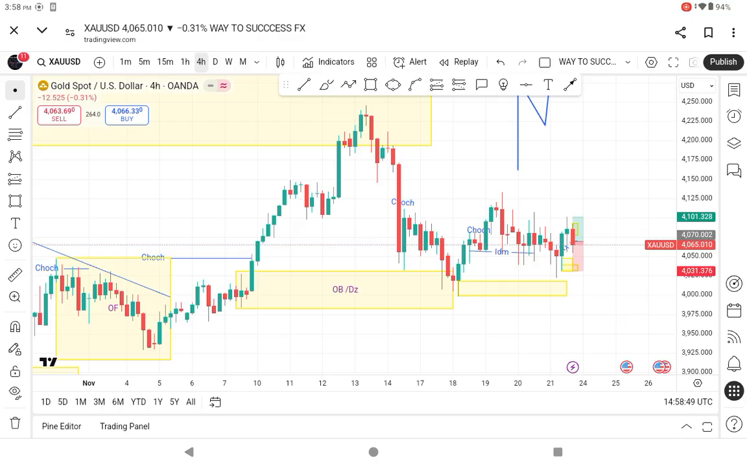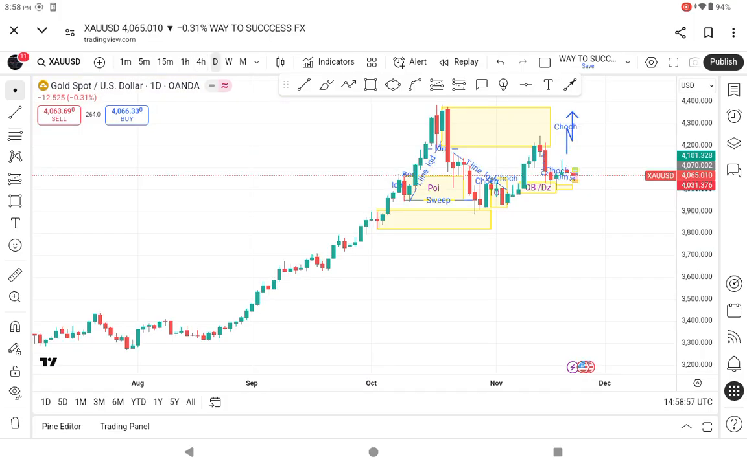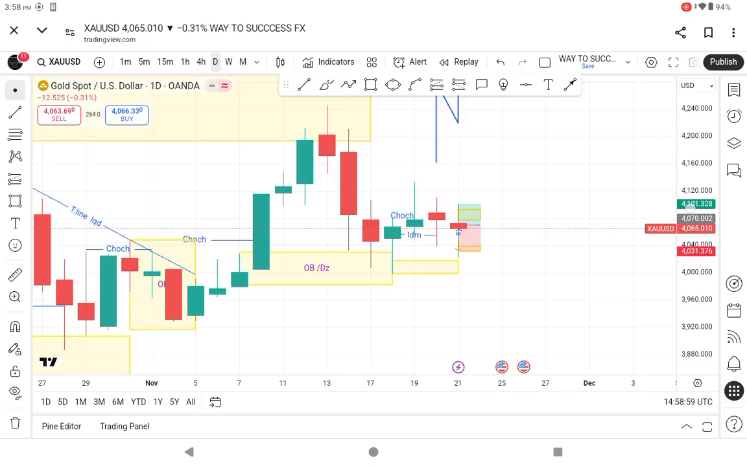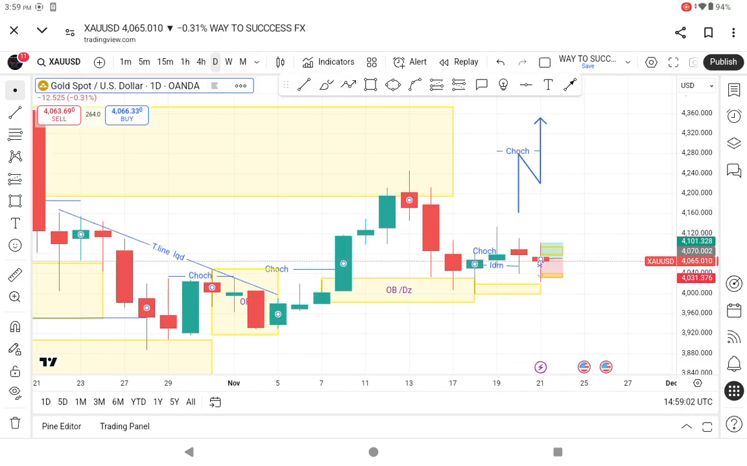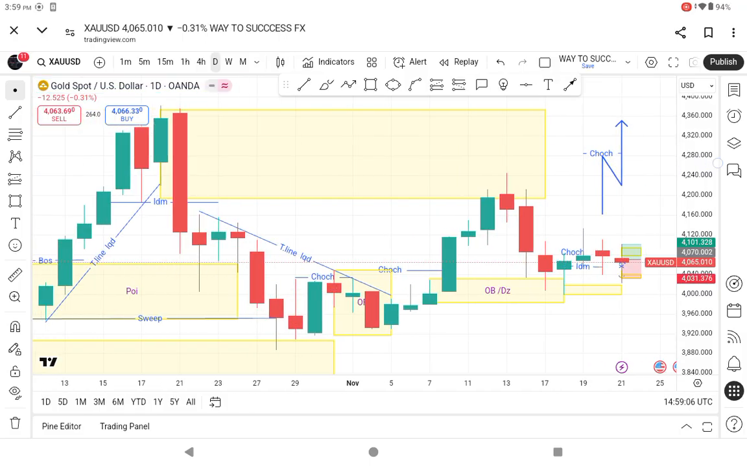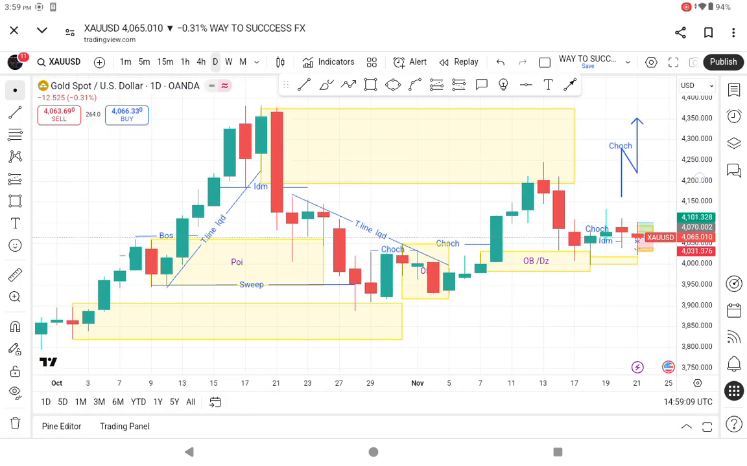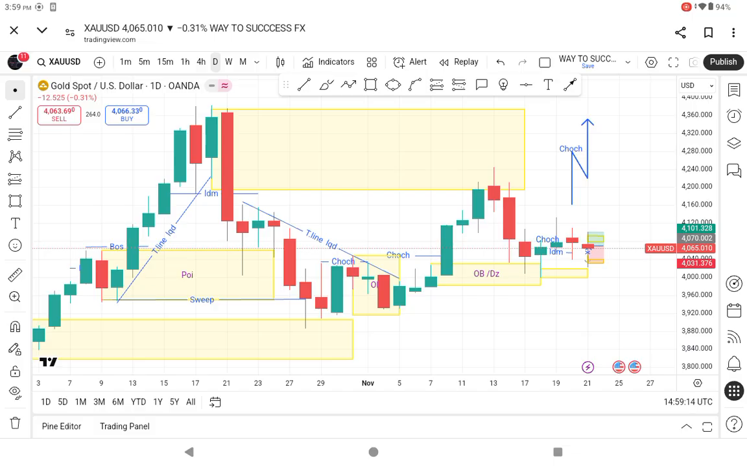So in daily, we have price return to a demand zone, which is the order flow I marked. Where is the order flow? I marked after a change of character happened. So you have price return to the level and started rejecting, and now giving us a bullish candle rejecting to the upside.